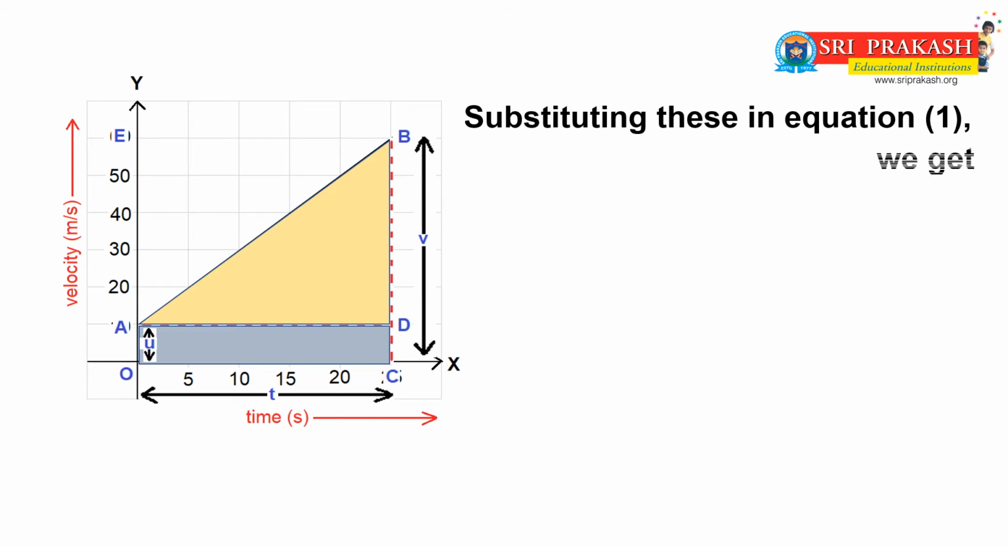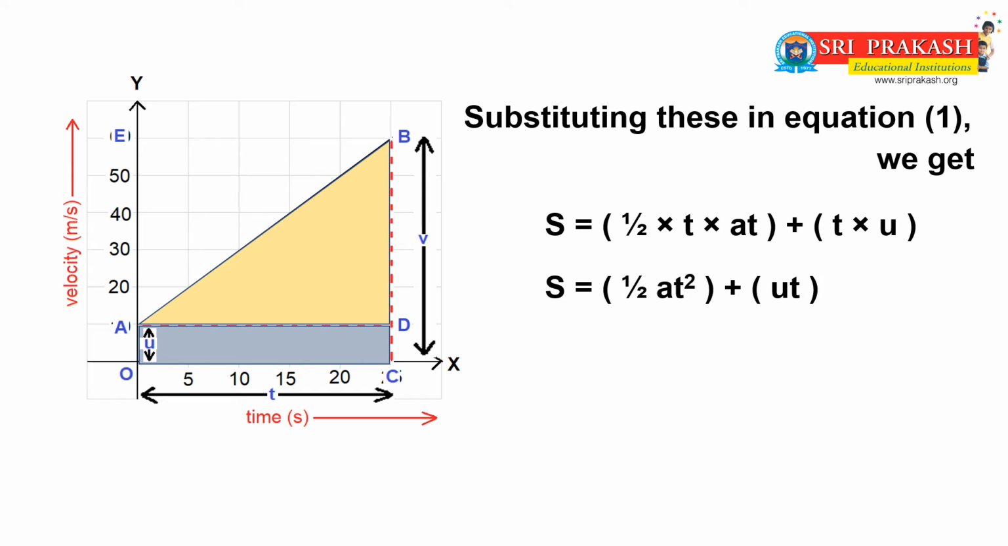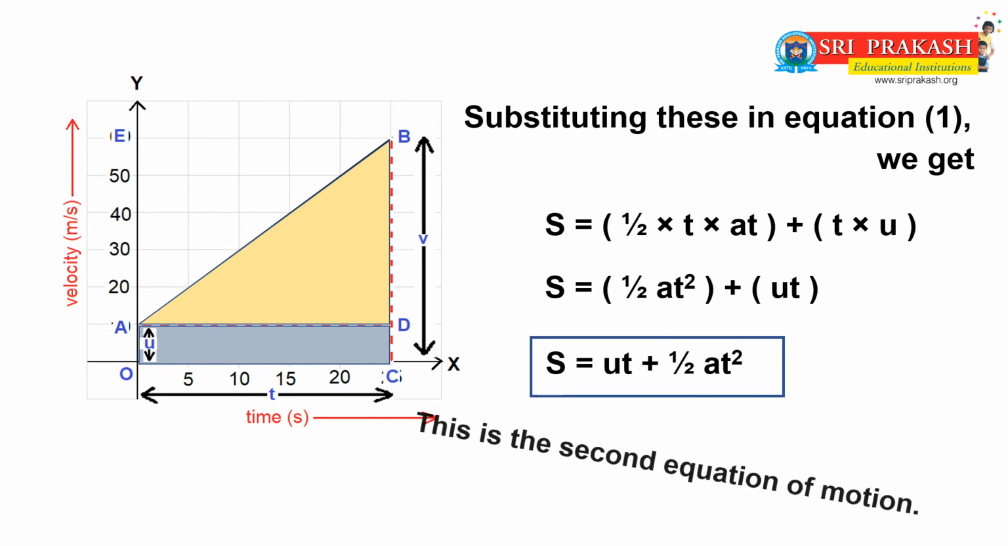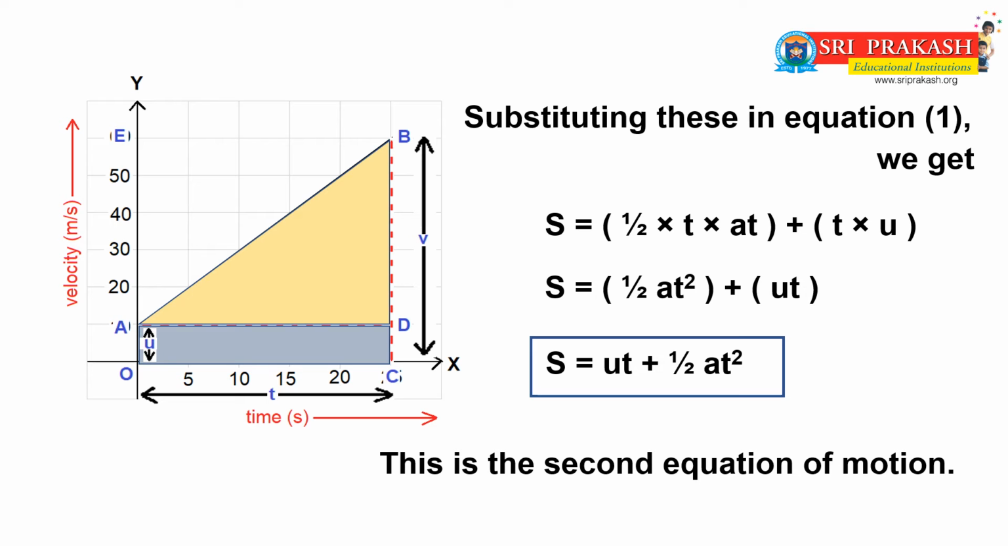Substituting these in equation 1, we get S is equal to half T multiplied with AT plus T into U, which is equal to half AT square plus UT. Rearranging this, we will have S is equal to UT plus half AT square. This is the second equation of motion.